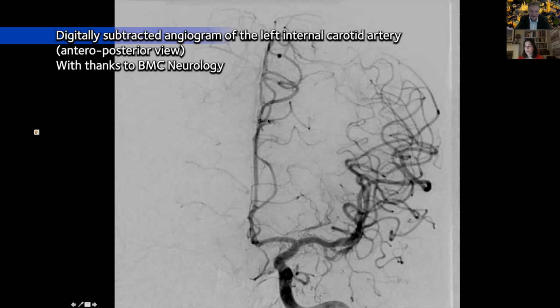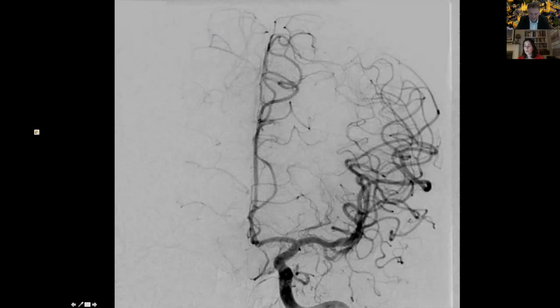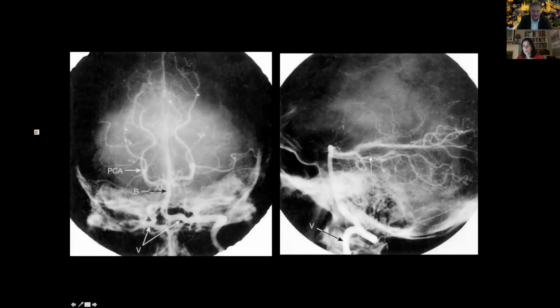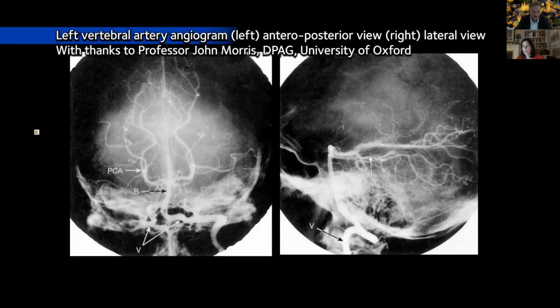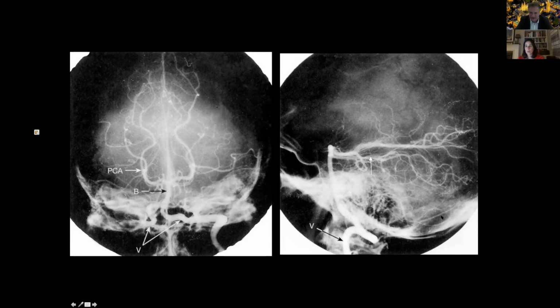The patient is facing us, and we have the left internal carotid filled, and you can see the middle cerebral artery, and then this is the anterior cerebral artery. And the vertebrobasilar system, here, this is the anterior view, and this is the lateral view. So this is the occipital region, and you can see the vertebral artery, the posterior cerebral, and then you have the posterior inferior and the superior cerebellar arteries coming here.